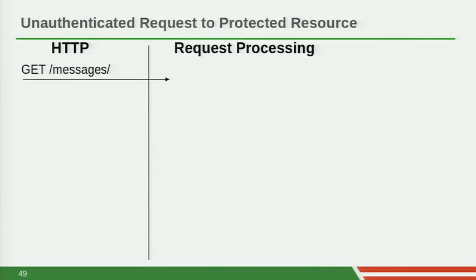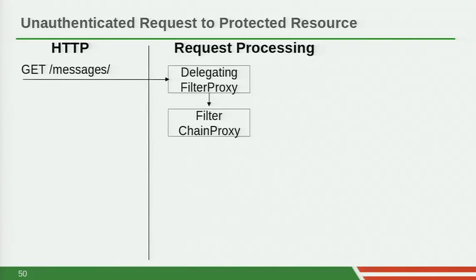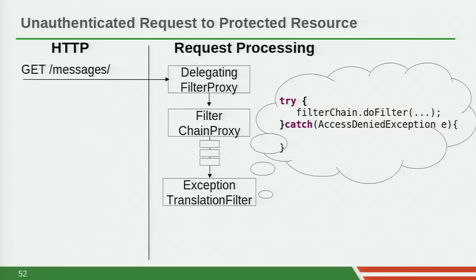So we're going to do an HTTP GET to messages, and our delegating filter proxy will delegate all the work to the FilterChain proxy. And remember, our FilterChain proxy is the Spring Security Filter Chain. It is what has multiple filters. And so multiple filters will see the request, and they aren't really that interesting right now, so we'll skim over them for right now. The exception translation filter will see the request, and it will try to invoke the rest of the application. Remember, that's how we want to word that. Try to invoke the filter chain or invoke the rest of our application, and it will catch any access denied exceptions.